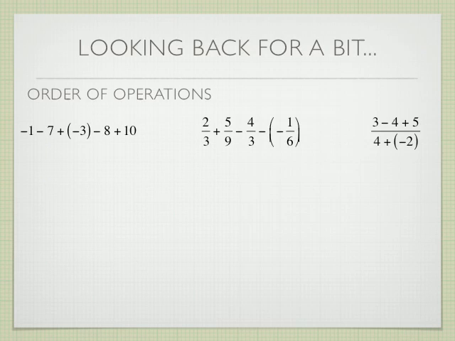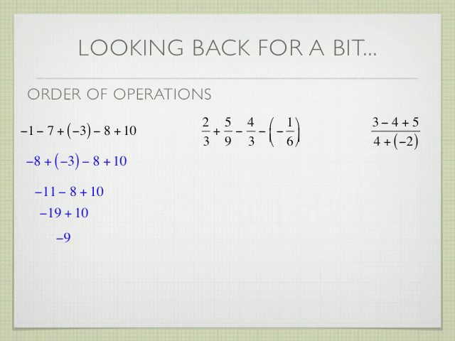So if we have 1 minus 7 plus negative 3 minus 8 plus 10, just start from left to right. So negative 1 minus 7 is negative 8. Negative 8 plus negative 3 is negative 11. Negative 11 minus 8 is negative 19. And negative 19 plus 10 is negative 9.